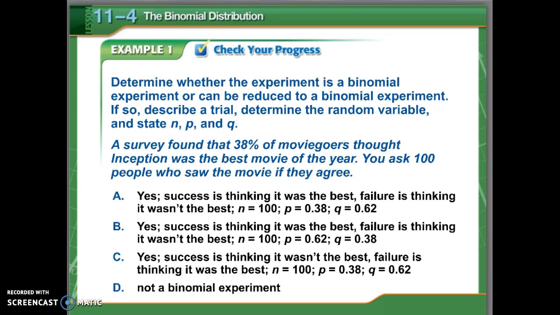Example 1, we've got a check your progress problem. Go ahead, pause the video, read through the answers. Once you have your answer, go on to the next slide.